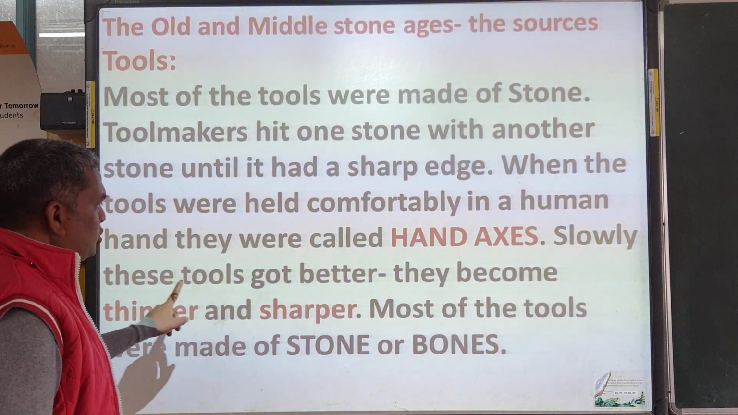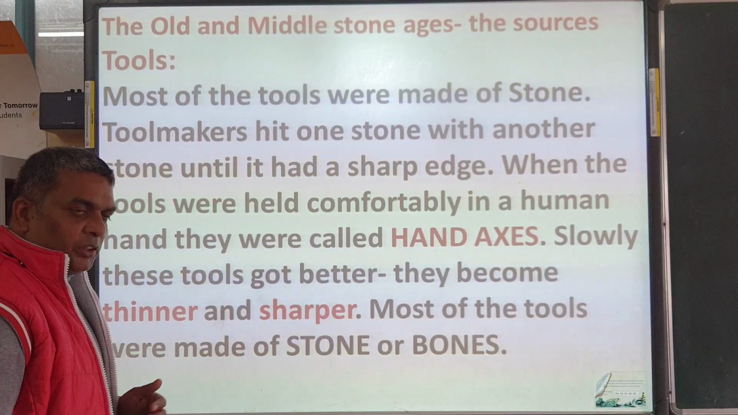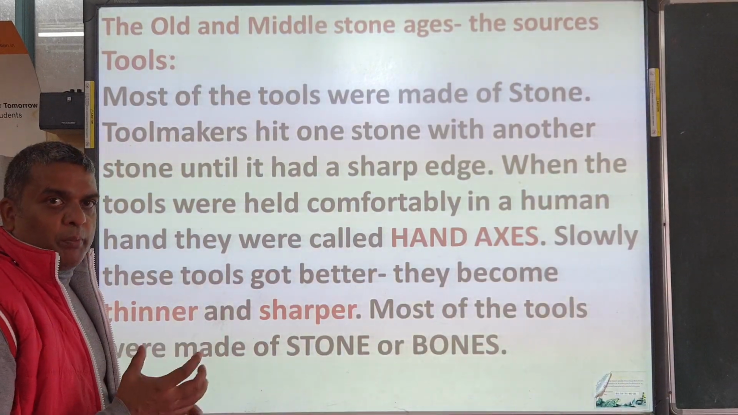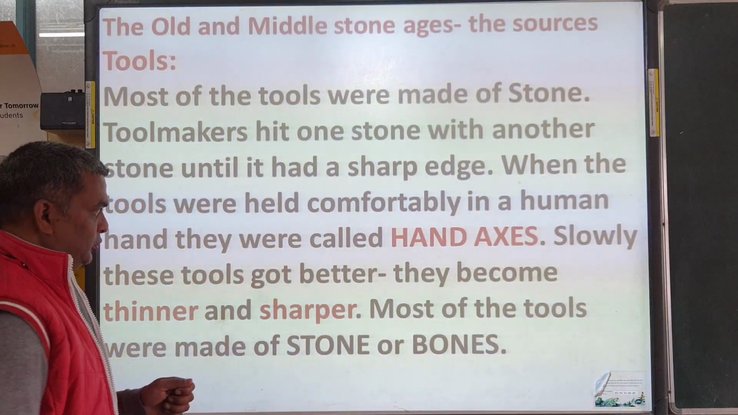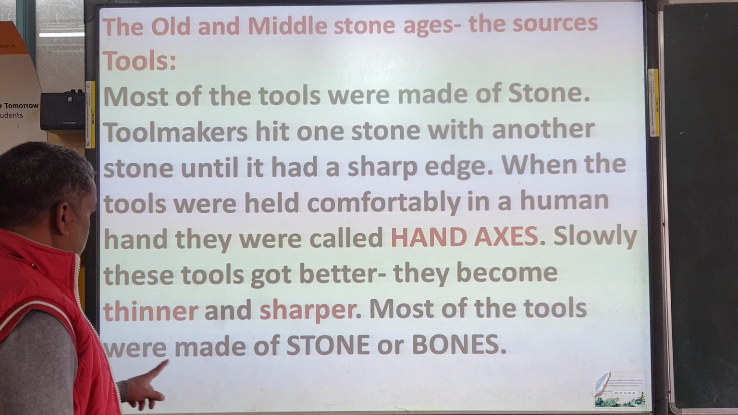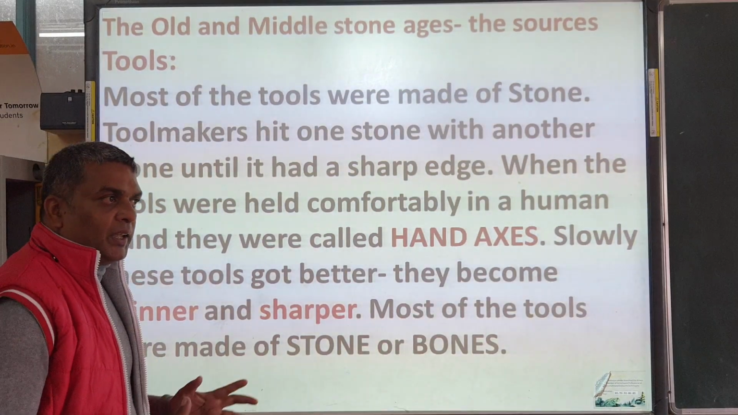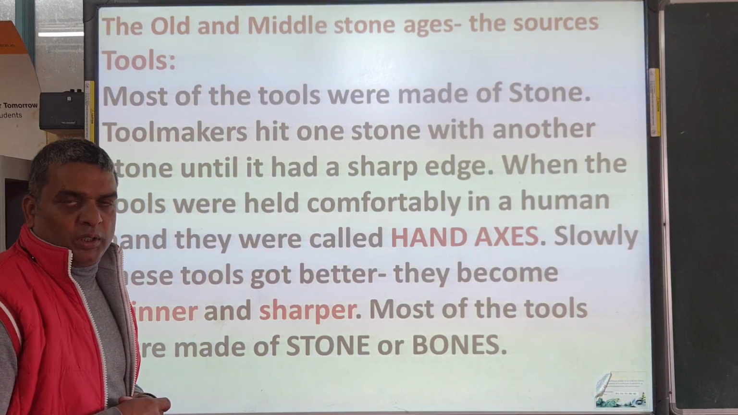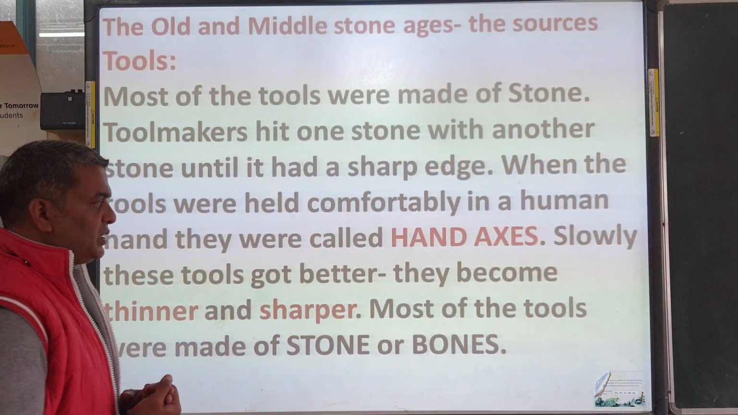And slowly these tools got better. As time passed, these same tools became sharper, thinner, and then they used wooden handles also. Most of the tools were made out of stone or bones. So from the caves, the scientists found stones and bones, and from them we come to know more about these people.